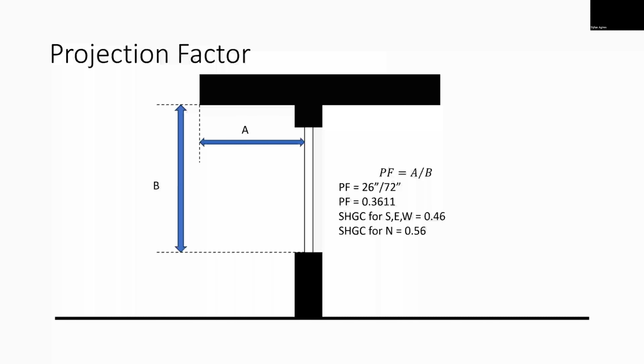So basically, you're taking the bottom sill to the bottom of the overhang, and then you're going right up to the actual fenestration surface itself, out to the perimeter of the overhang. That's how you're getting the value. So say A is 26 inches, B is 72 inches, keeping the same units. So our PF would be 0.36 on 1. Then referencing the table, we can see our southeast west solar heat gain coefficient should be 0.46. And then for north, it's 0.56.